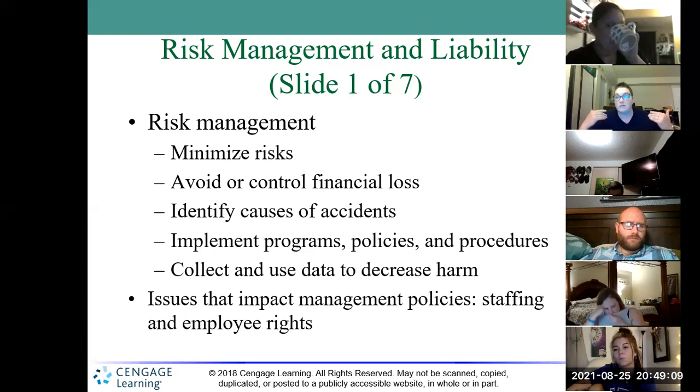Same thing happens if there is a consistent accident that's occurring. Risk management departments in hospitals are going to take all that data and create a system to try to prevent those incidents from happening.